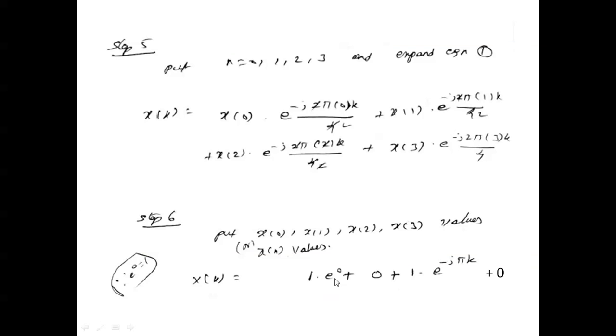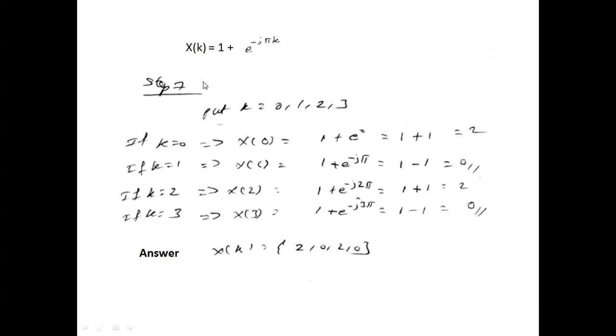Then finally you got X[k] is equal to 1 plus e power minus j pi k. So e power 0 is 1, that is 1 plus e power minus j pi k. And put the k value. Previously we put the n value 0, 1, 2, 3, now wherever k is there, just put it: k is 0, k is 1, k is 2, k is 3. If you put the values, then you will be getting 1 plus 1 is equal to... so here e power minus j 2 pi.